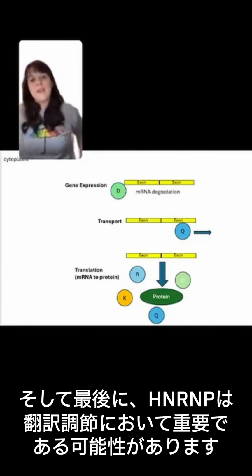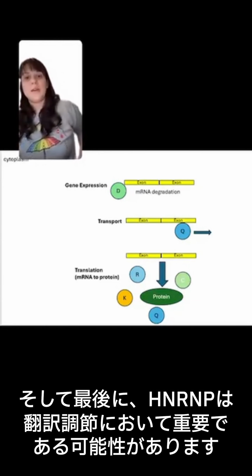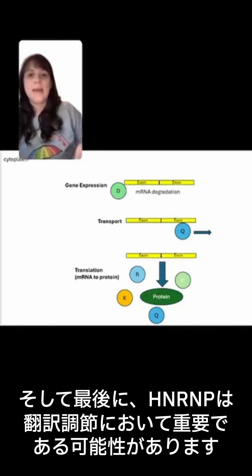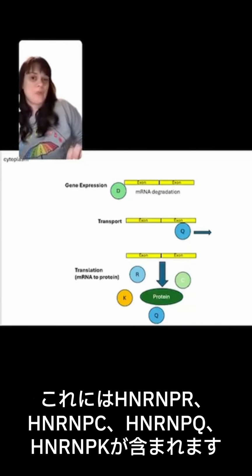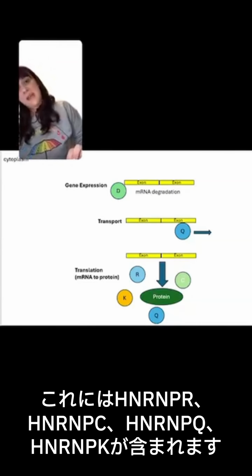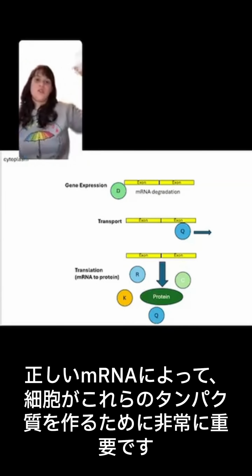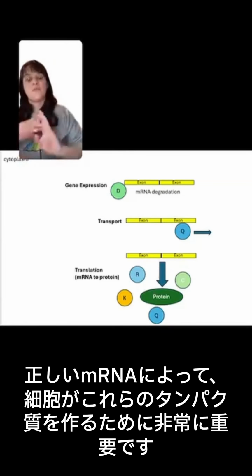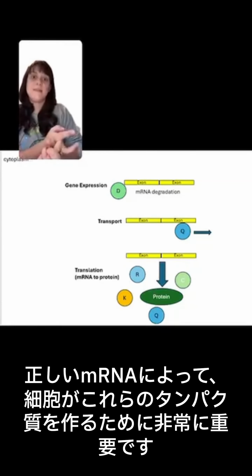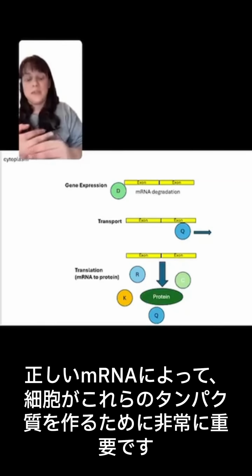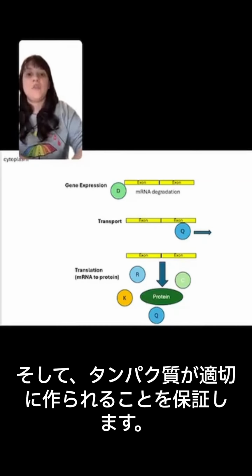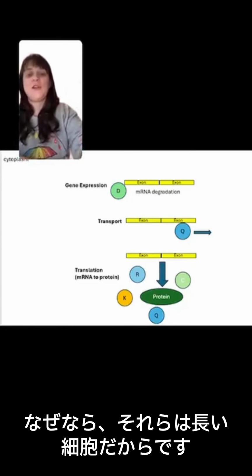And then finally, HNRNPs can be important in translational regulation. And so this includes HNRNPR, HNRNPC, HNRNPQ, and HNRNPK. And each of these are really critical in making sure that the right mRNA is there and that all of the appropriate tools the cell needs to make these proteins are all in the right place, and will ensure that the protein is made appropriately. Transport is critical for neurons because those are long cells.